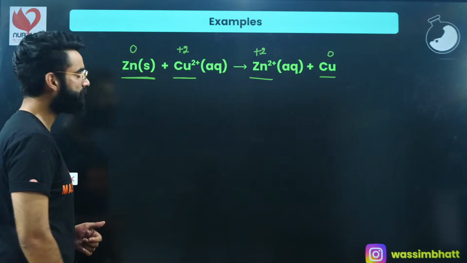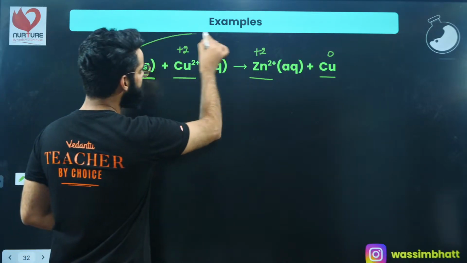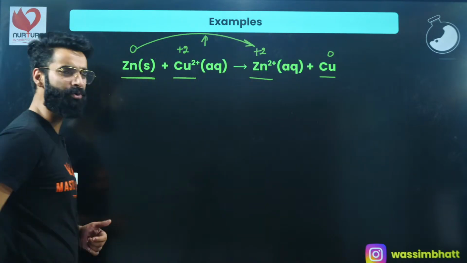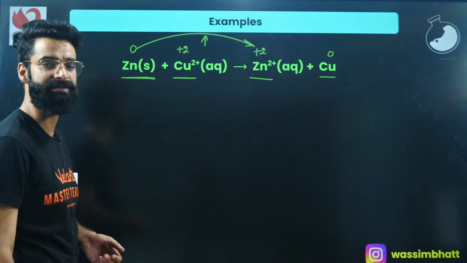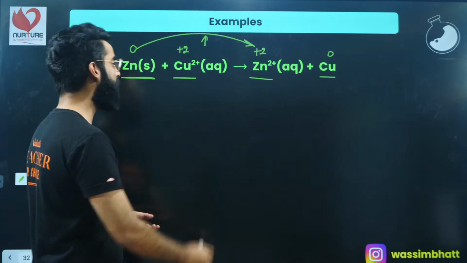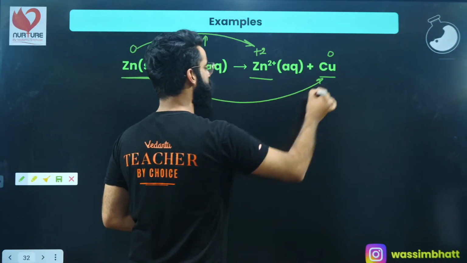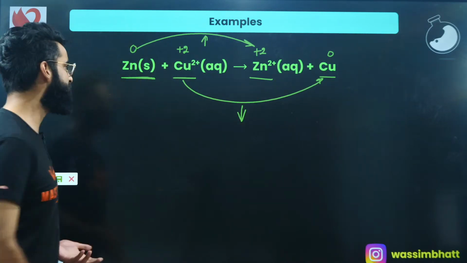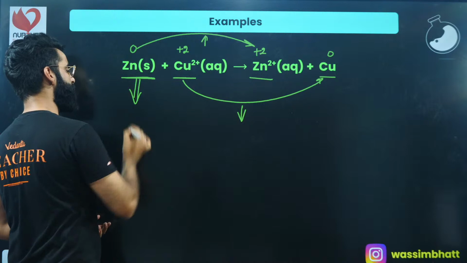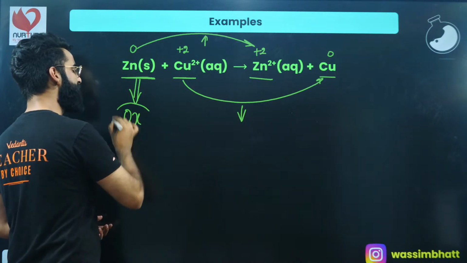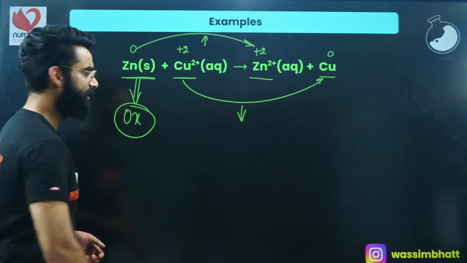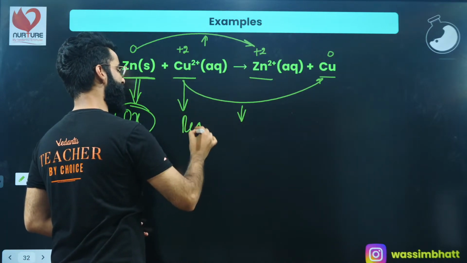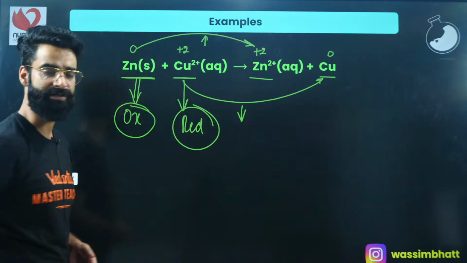So is the oxidation state of zinc increasing or decreasing? 0 to +2. Absolutely, the oxidation state of zinc is increasing. But what is happening to the oxidation state of copper from +2 to 0? It is decreasing. We know an increase in the oxidation state of a substance is what we call oxidation, so I must say zinc is undergoing oxidation. A decrease in the oxidation state of an element is what we call reduction, so you can clearly say Cu2+ undergoes reduction.